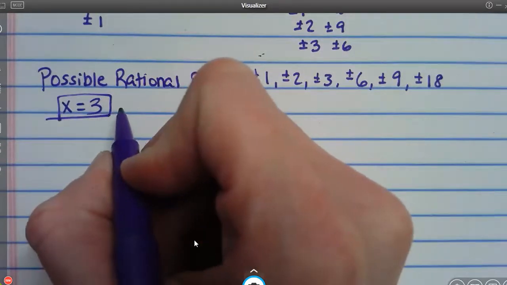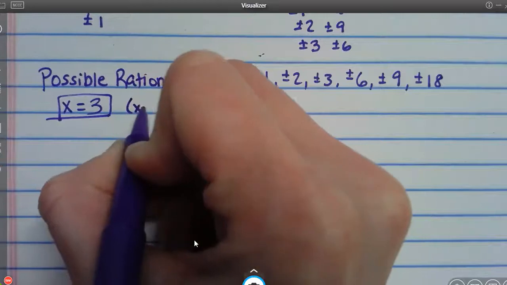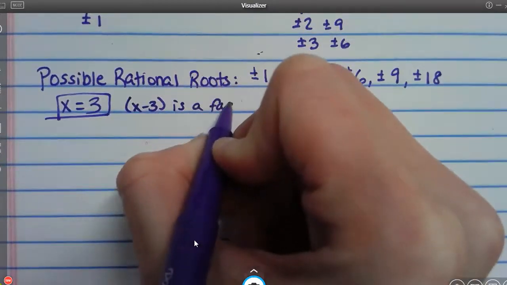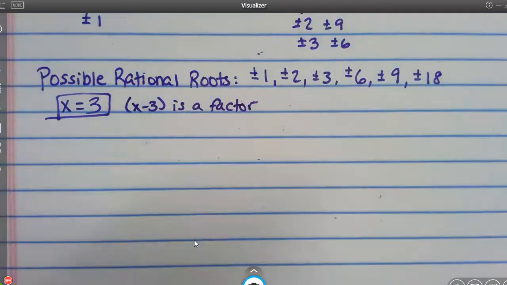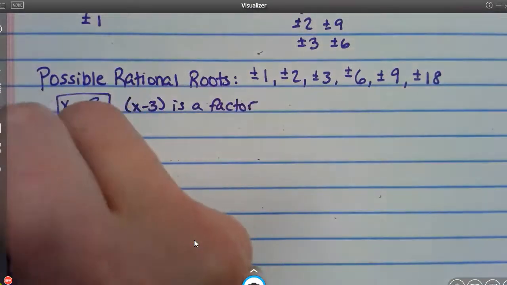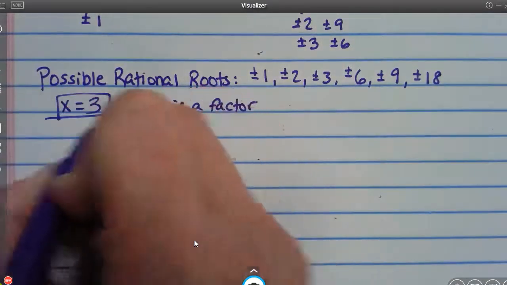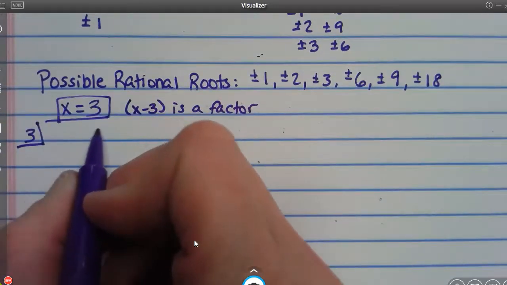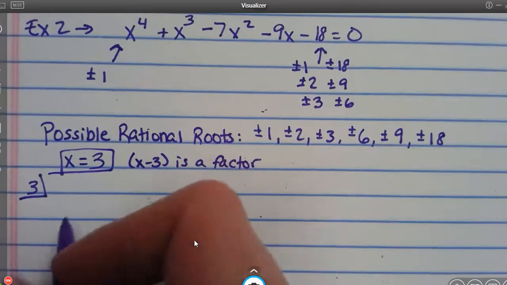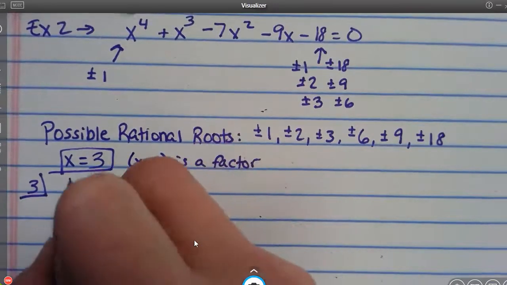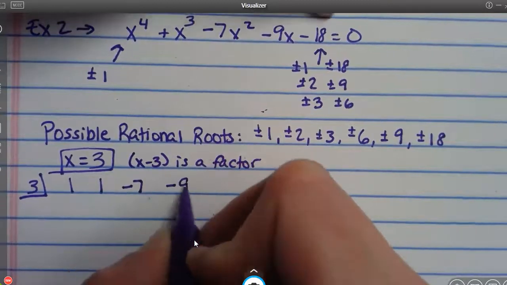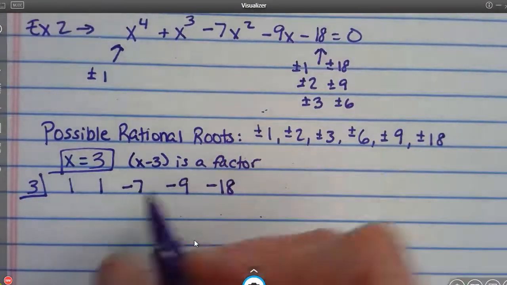So if x equals 3 actually is a solution, that means x minus 3 is the factor. So we'll do our synthetic division with a 3 in the box, coefficients across the top. So our coefficients, we have 1, 1, -7, -9, -18.